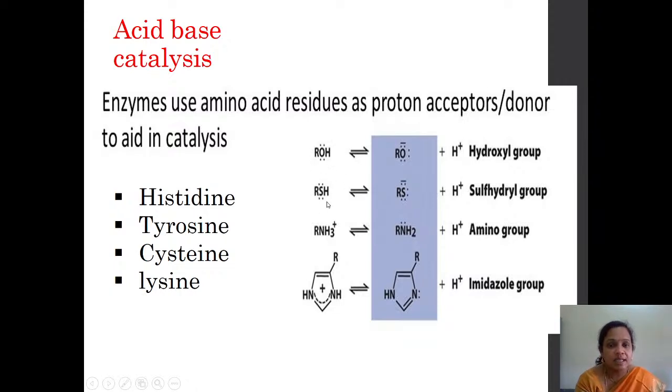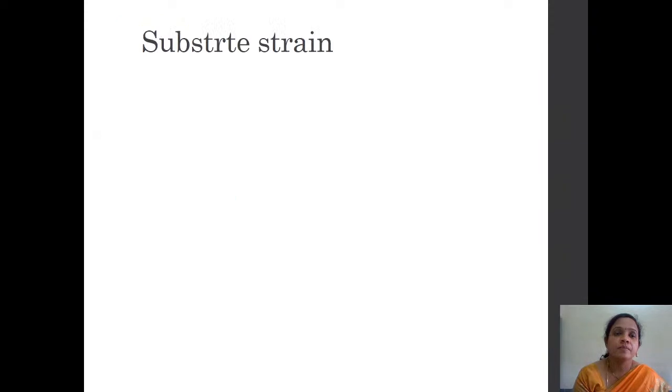Hydroxy group, cysteine, SH means cysteine, NH3 means it is lysine, amino group is lysine, and now this is histidine. In that way, these will either donate H plus ions or take up H plus ions in the medium, and whatever they do will bring about the catalysis and decrease the activation energy.